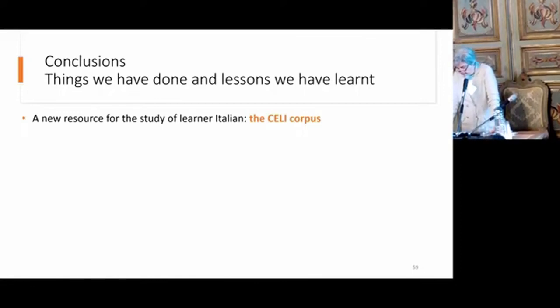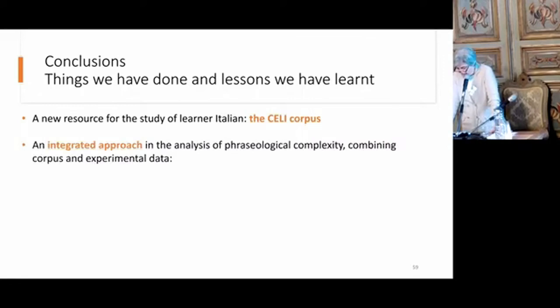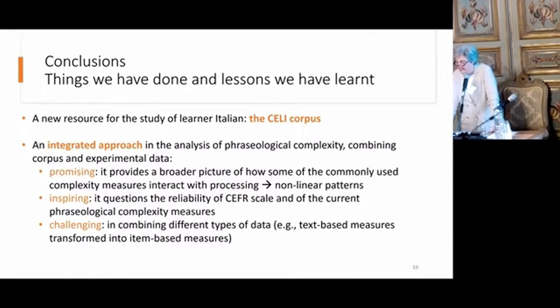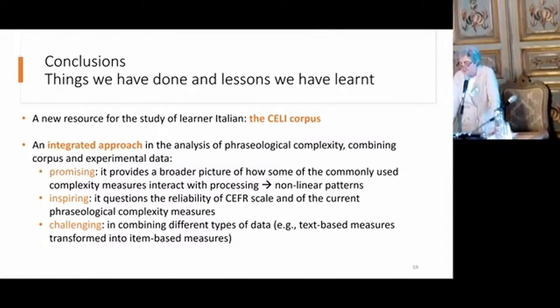Things we have done: we have created a new resource for the study of learner Italian, the CELI Corpus, which is available to the scientific community, and that we have used to analyze learner phraseology. From the methodological point of view, we tried to integrate different approaches in the analysis of phraseological complexity, combining corpus and experimental data. And we learned that this approach can be promising because it provides a broader picture of how two of the commonly used complexity measures interact with processing. And we found nonlinear patterns in this interaction.